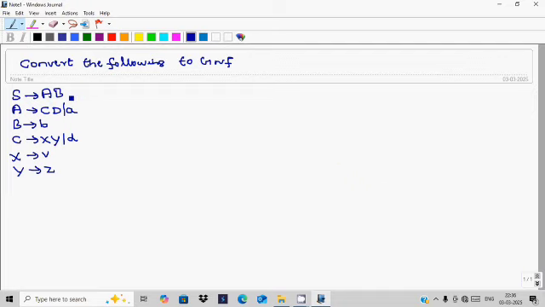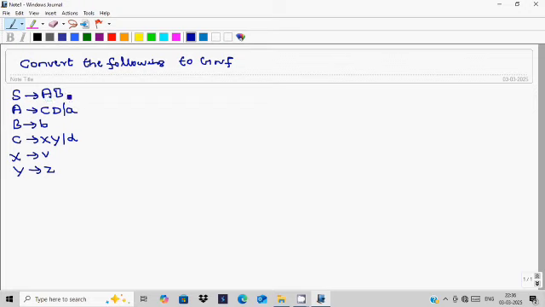Simplified grammar means that it should be free of useless symbols, epsilon productions, and unit productions. These are the three categories. Now we will ensure that these three are not present in this grammar. When we look at S tends to AB, there is no epsilon production, and there is no unit production because the right side does not have only one non-terminal. Now we will check whether there are any useless symbols.